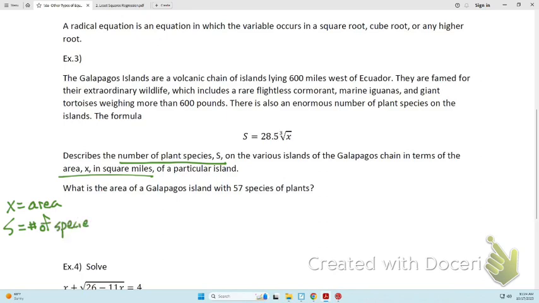Now, the next thing you need to do is skim through the paragraph and maybe cross out numbers that we don't need, but let's make sure we are aware of the numbers we do need. So like 600 miles west of Ecuador, we don't really need that. A 600-pound tortoise, that's pretty crazy, but we don't need that info. This is what we need, because that's where the question is. Find the question mark. It's asking, what is X when S equals 57? So let's replace S with 57.